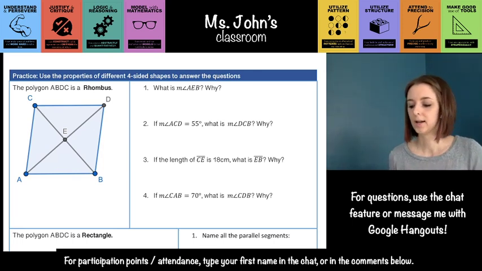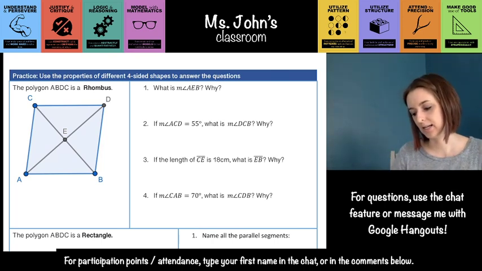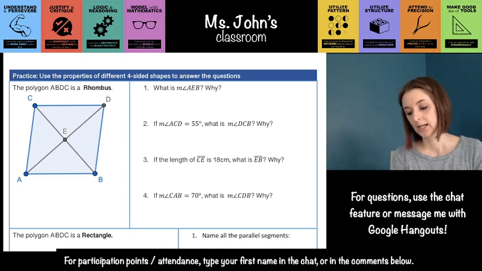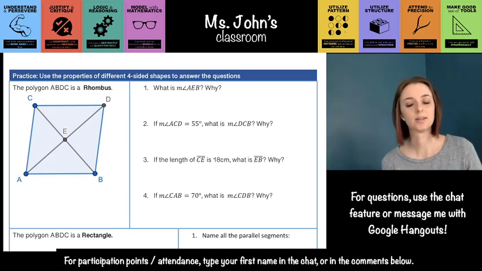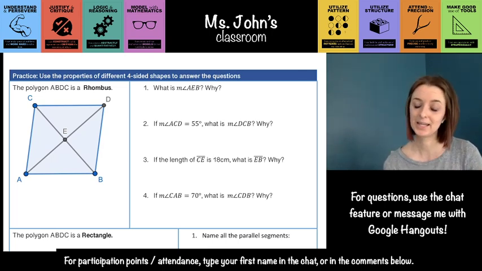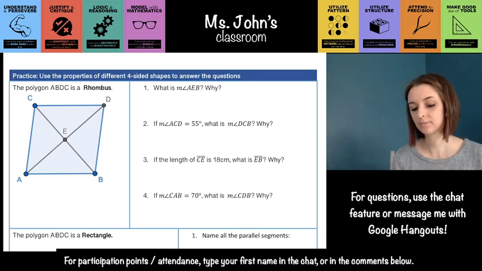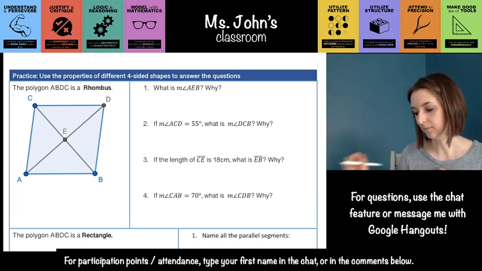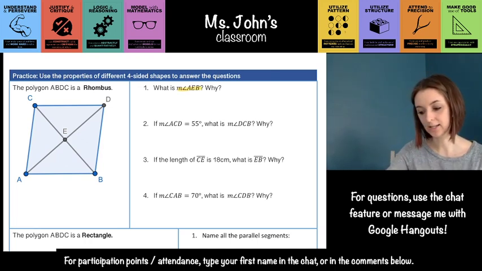So here's what we have. The information we have is that ABCD is a rhombus. If you remember, a rhombus definition means that all of the sides are the same length. It also means it's a parallelogram, because the opposite angles are the same. So here's the question. It asks, what is the measure of angle AEB?